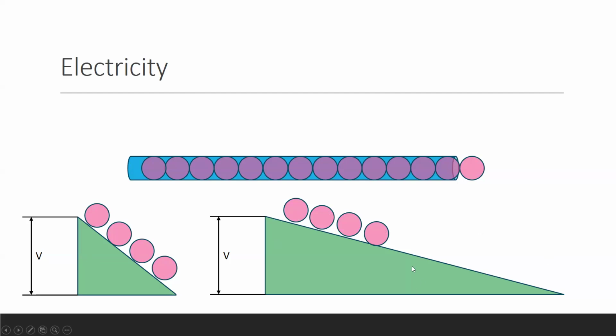And the number of electrons that pass a particular point in the circuit per second or per unit of time is known as the current. Now, despite a similar voltage, the movement of electrons naturally will be slower here than it would be here.